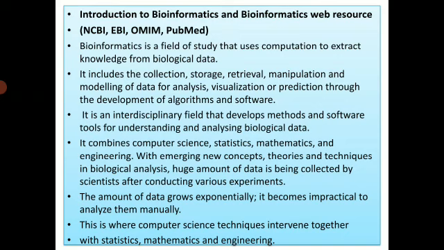The amount of data grows exponentially. It becomes impractical to analyze it manually. And this is where computer science techniques intervene together with statistics, mathematics, and engineering. Our brain has limitations because we cannot store a lot of memory in our brains. But in a computer, we can store the data, we can analyze it, and we can retrieve it whenever it is required. So that is the use of information technology.